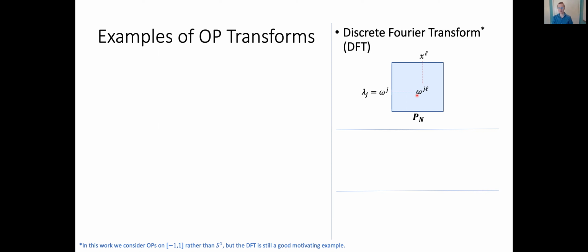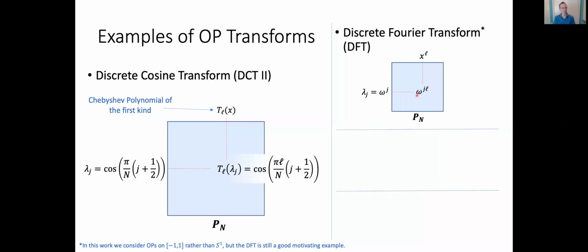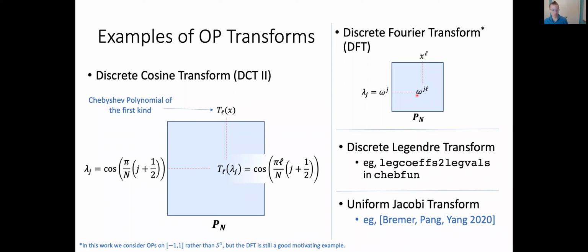Another example which does fall into what we're talking about is the discrete cosine transform. This is what happens when you do the construction that I just said with Chebyshev polynomials of the first kind. Discrete cosine transforms are used all over the place for image compression, audio, video, stuff like that. There's also, you might have heard of, the discrete Legendre transform, the uniform Jacobi transform. These are what you get when you take the relevant orthogonal polynomial family and form this matrix. So these matrices are studied all over the place.